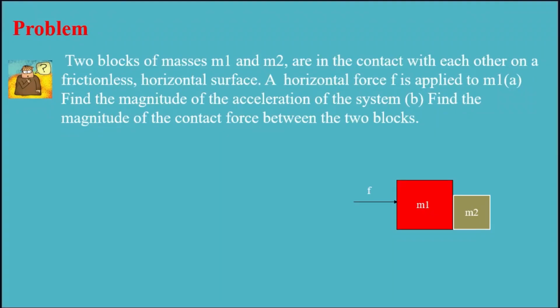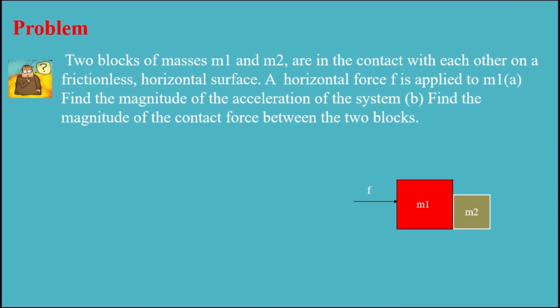So here I have two blocks with masses m1 and m2, and a force F applied to the block with mass m1. First I need to find the magnitude of the acceleration of the system, and second I need to find the magnitude of the contact force between the two blocks. Let's see how I can approach this problem.